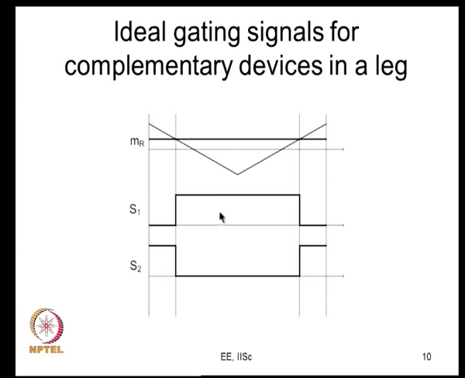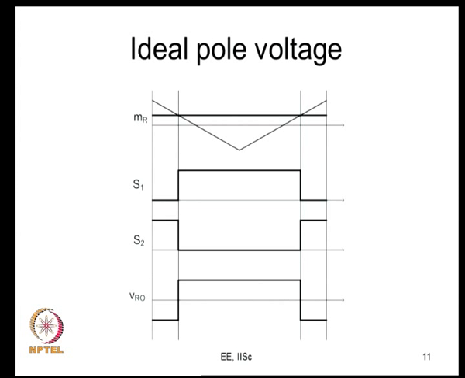So, this is ideally when the devices are having no, when the switching is instantaneous. However, the devices have a finite amount of turn on and turn off transitions, as we know. But before that, we will see what happens if the devices switch instantaneously, ideally. This is your switching signal and S2 is exactly complementary of that. So, your ideal pole voltage will be exactly like this.